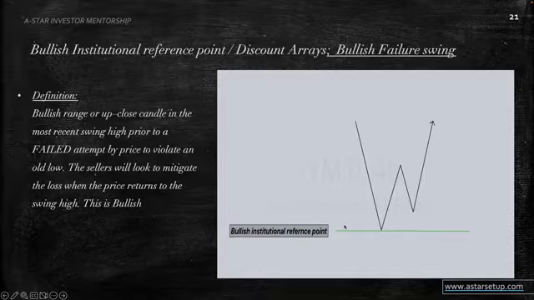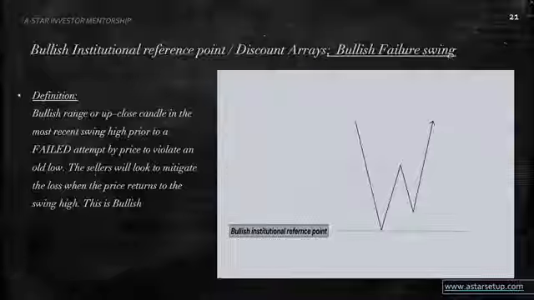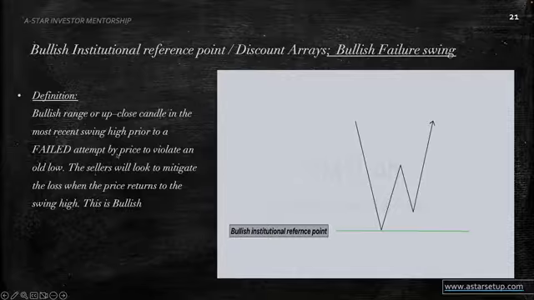So you see in this bullish setup here, a support area delineated by a green line. There was a price decline. Price reached for this support area, and buyers come into the market. We see an up move, a rally. That rally is what we're talking about when we say there's a bullish range or up close candle in the most recent swing high prior to a failed attempt by price to violate an old low.